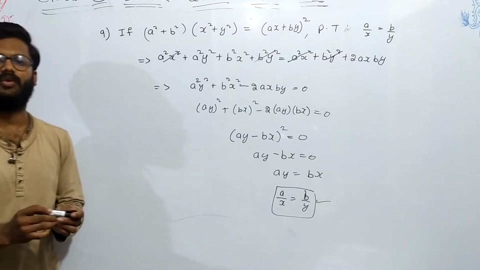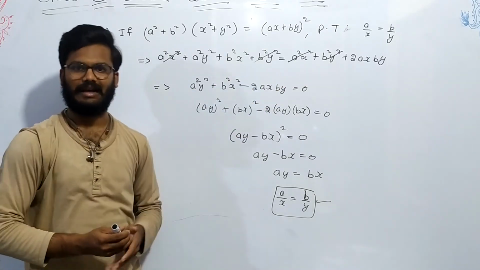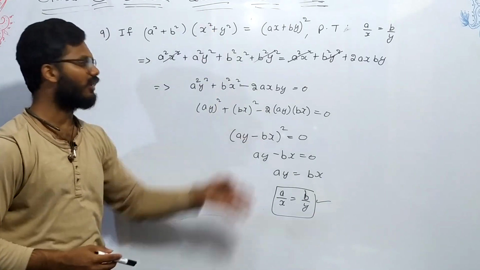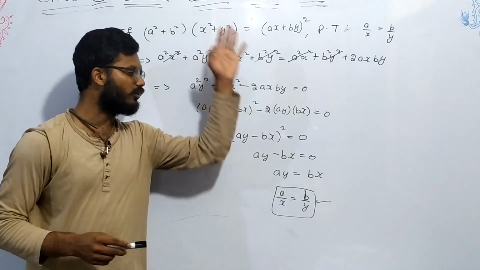So if you want to use properties of proportion, it will be somewhat clumsy to solve it. So better to solve this one directly. They didn't ask you to use properties of proportion, right? So you can do it directly.